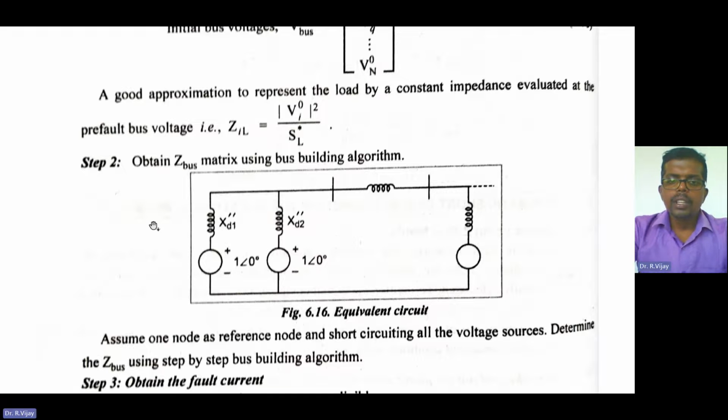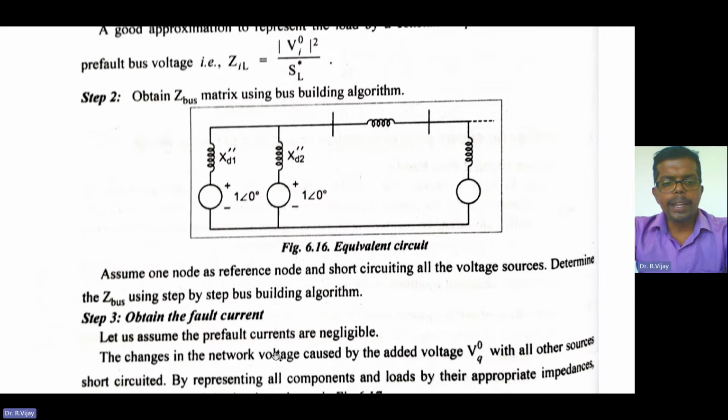Here you see two generators, as I already explained. We are converting them into per unit, that is 1 at an angle of 0 degrees. Also, the terminals need to be mentioned, like positive and negative terminals, and the sequence also. Assume one node as a reference node; any node you can take as the reference node, and start short circuiting all the voltage sources. Determine the Zbus by using the step-by-step bus building algorithm, which I've already explained to you.